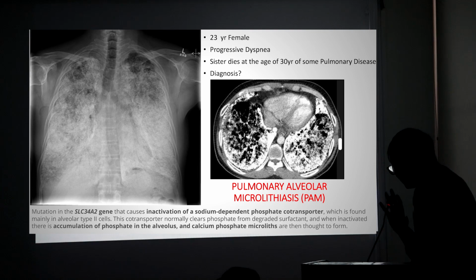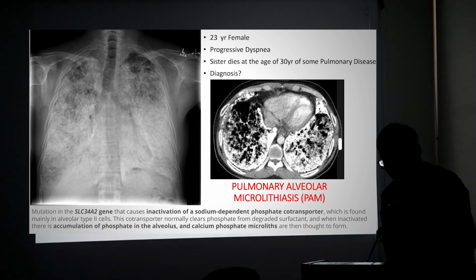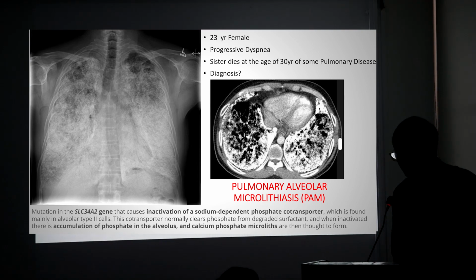Now this is a very rare X-ray. So much whiteness in lung parenchyma means what? Calcification. So this is a 23-year-old female, progressive dyspnea. This patient's sister died at the age of 30 years of some pulmonary disease. So what is the diagnosis? So this is pulmonary alveolar microlithiasis.